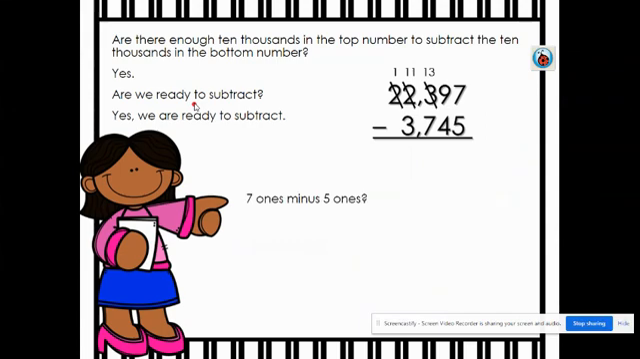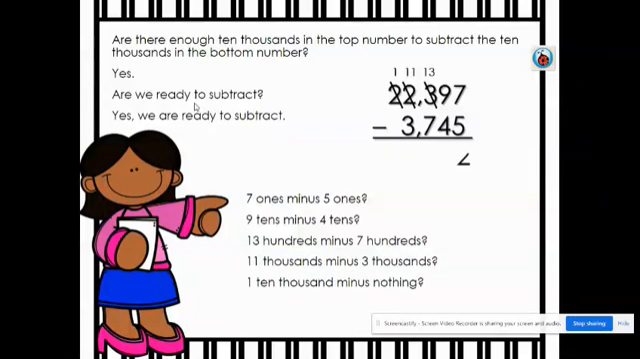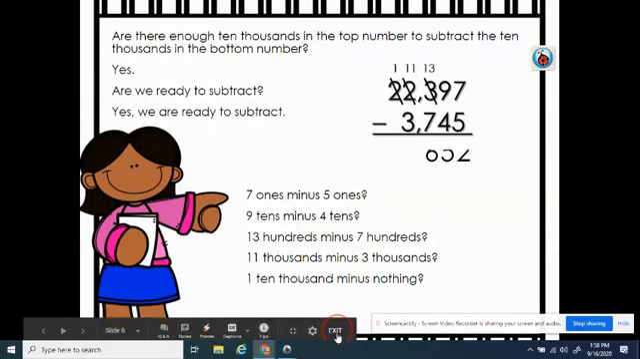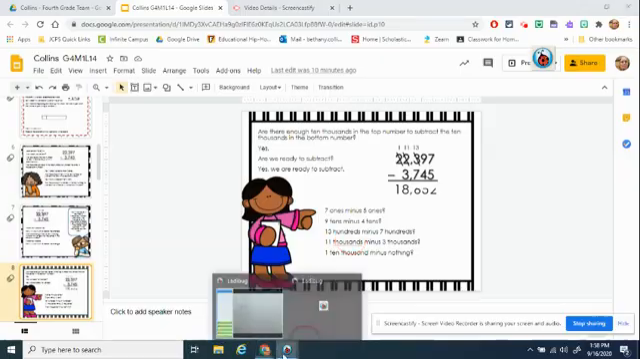I can subtract. So 7 minus 5 is going to give me 2. Oh, it's not showing up right. 9 minus 4 is going to give me 5. 3 minus 7 is going to give me 6. Let me just write this out because it's just not showing correctly. Okay, wrote it down. Exit the full screen.